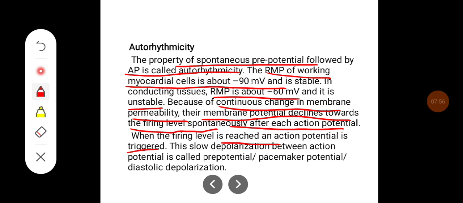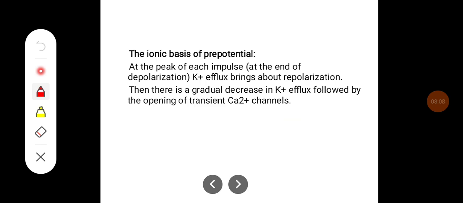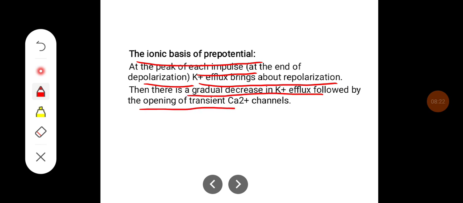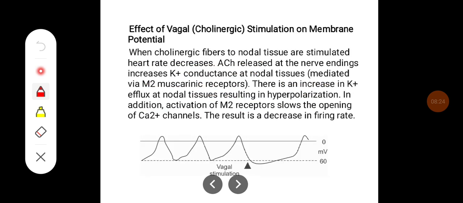This slow depolarization between action potentials is called prepotential or pacemaker potential, or also diastolic depolarization. The ionic basis of prepotential, as we discussed: at the peak of each impulse, at the end of depolarization, potassium efflux brings about repolarization. Then there is a gradual decrease in potassium efflux followed by opening of the transient calcium channels.